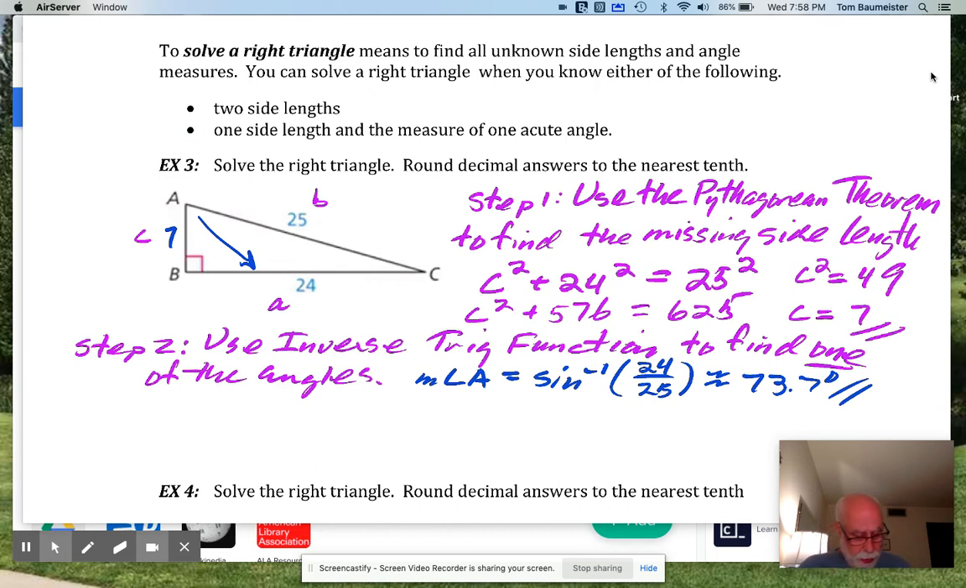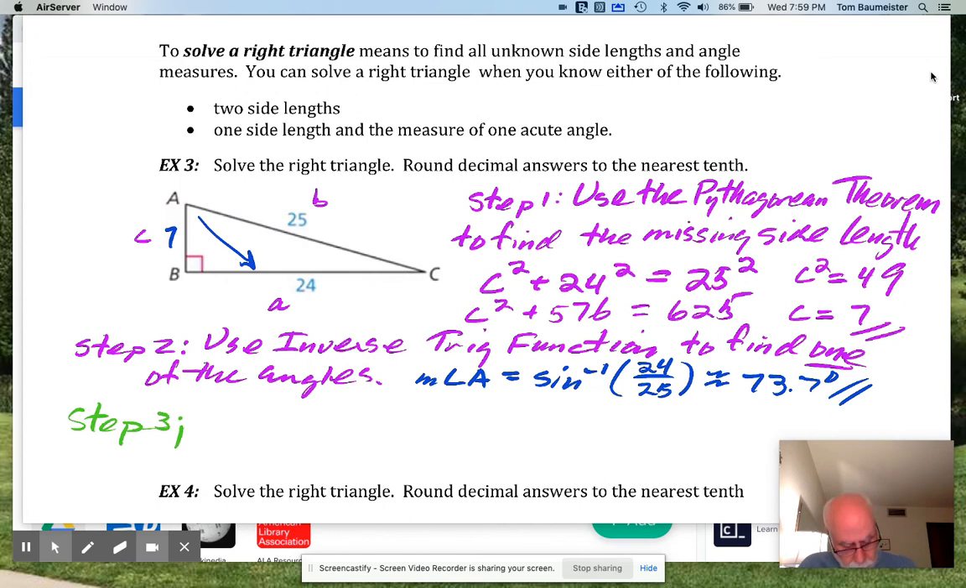And then finally, the last one here, step 3. And that works with this one. It won't work with the other one because we only need to find one of the angles, so we know the two. So then we would use sine, cosine, or tangent to find the other two sides.